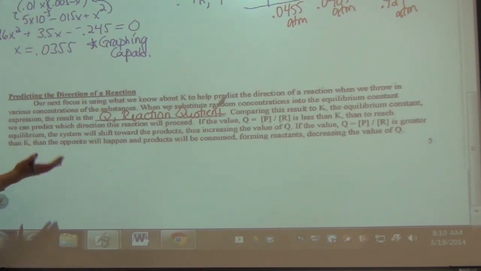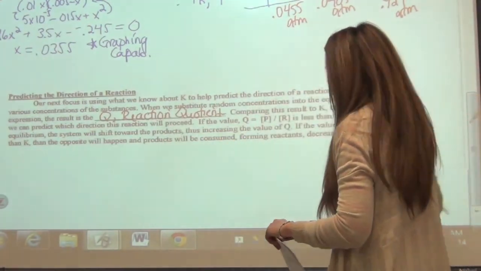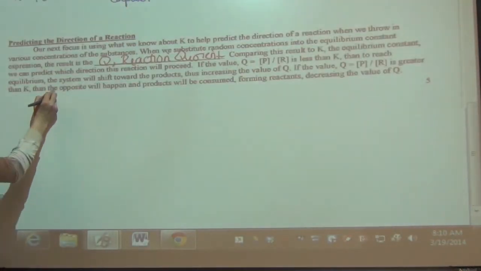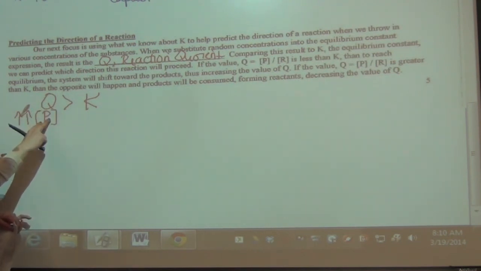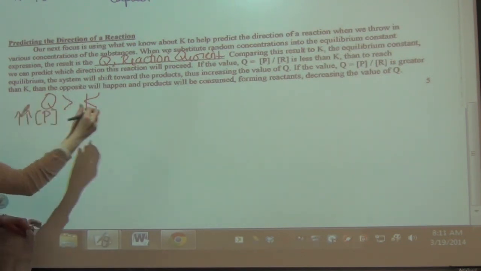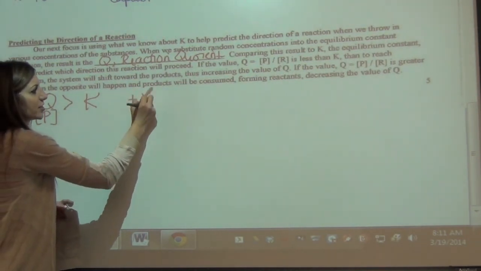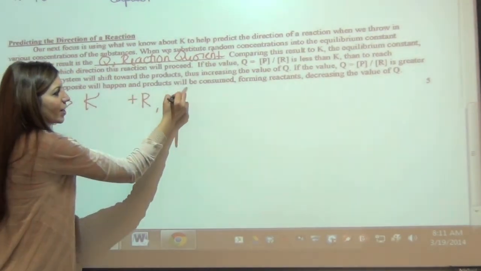If it's greater than K, the opposite happens and your product will be consumed, so you're forming reactants, decreasing your value of Q. So one more time, if Q is greater than K, then you have too many products versus reactants. Your product concentration is too high in this case. So which way does your reaction shift if your Q is too big? It's going to go backwards. You're going to increase your reactants and subtract on your product side.